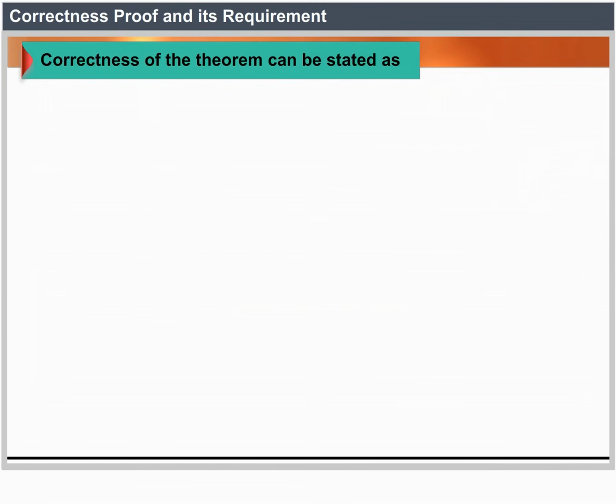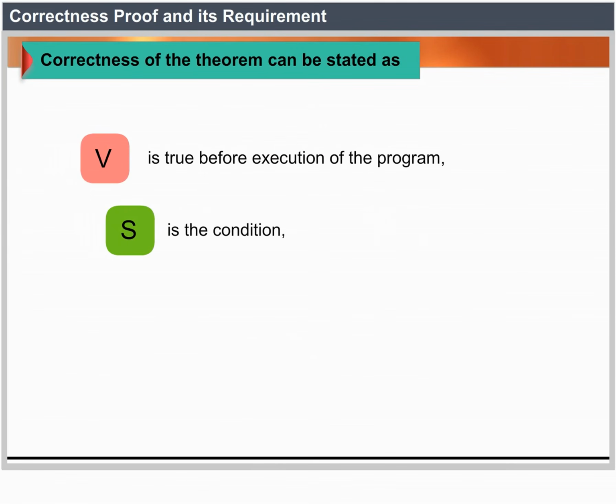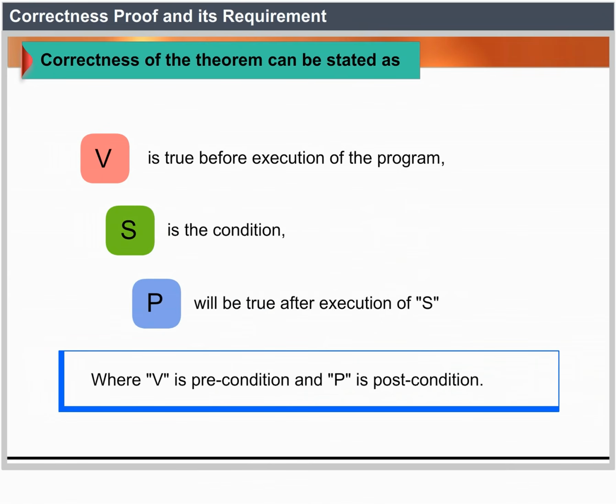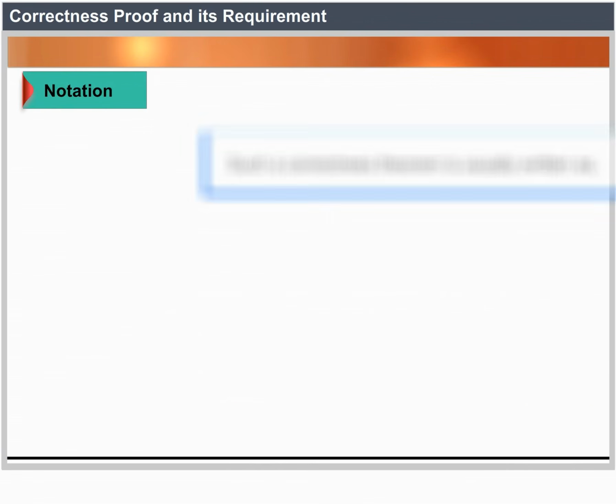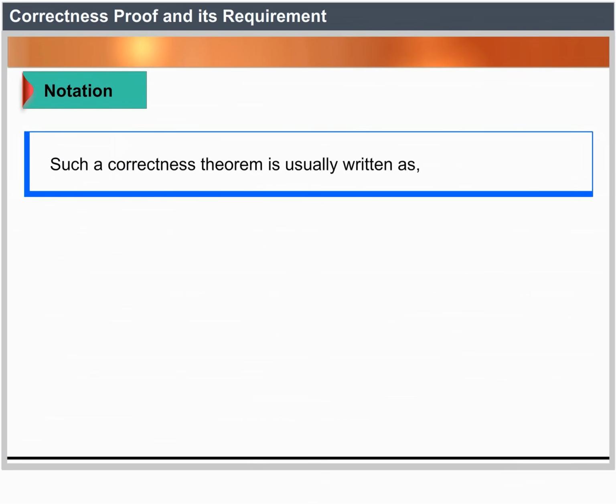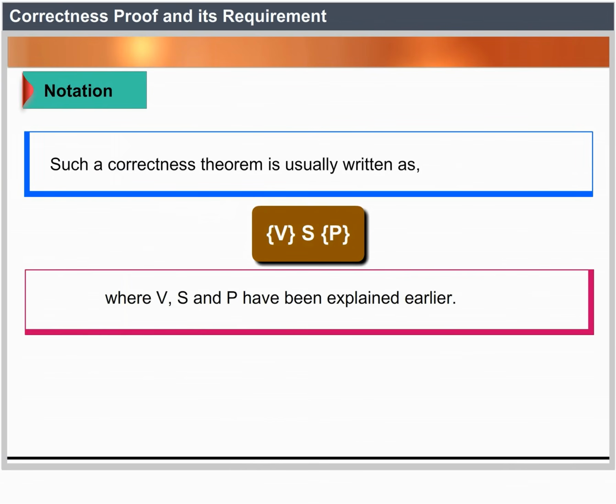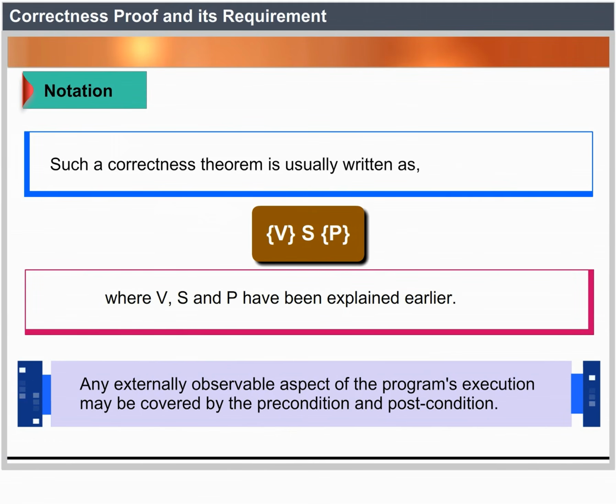The correctness theorem can be stated as: if V is true before execution of the program S, then P will be true after execution of S, where V is a precondition and P is the postcondition. Notation. Such a correctness theorem is usually written as {V} S {P}, where V, S and P have been explained above. Any externally observable aspect of the program's execution may be covered by the precondition and postcondition.